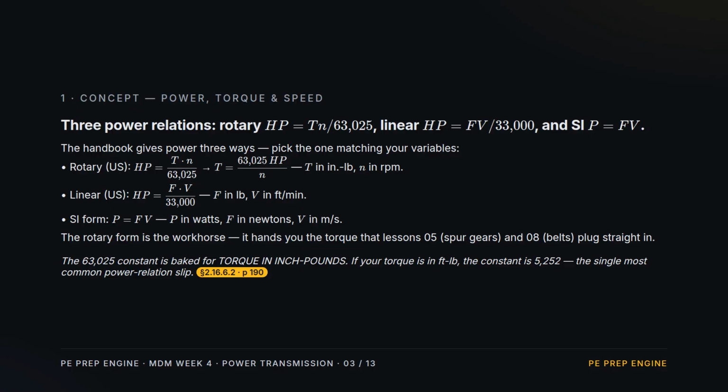Concept 2. Power, torque, and speed. The handbook prints power 3 ways. The rotary US form gives horsepower as torque times speed over 63,025. Rearrange it, and you have the torque directly. The linear form is force times velocity over 33,000, and the SI form is simply force times velocity in watts. The rotary relation is the one you'll reach for all week. It delivers the torque that the gear and belt lessons use as their starting load.